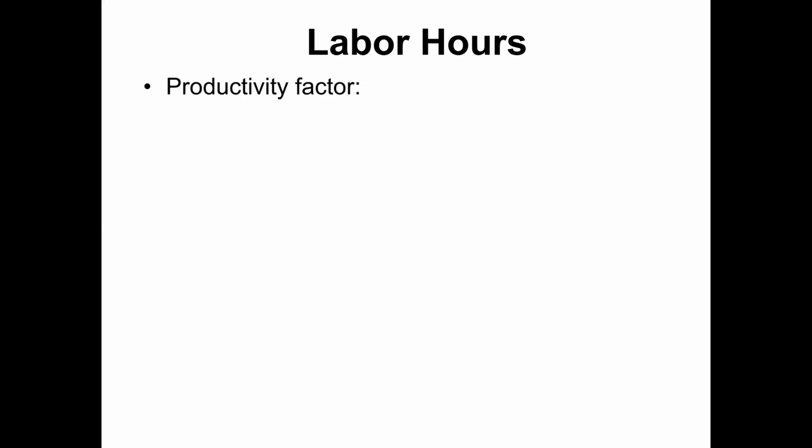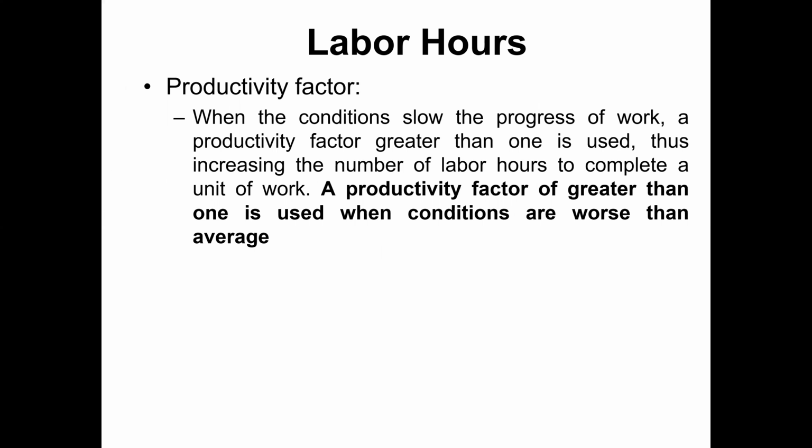So here, the productivity factor is used when conditions slow the progress of work, like working under the sun, under heat, or in a very congested area at the top. Say we are constructing a column at floor number 80, a very congested area for the labor to stand in. So in difficult conditions, a productivity factor greater than 1 is used, thus increasing the number of labor hours to complete the unit of work.